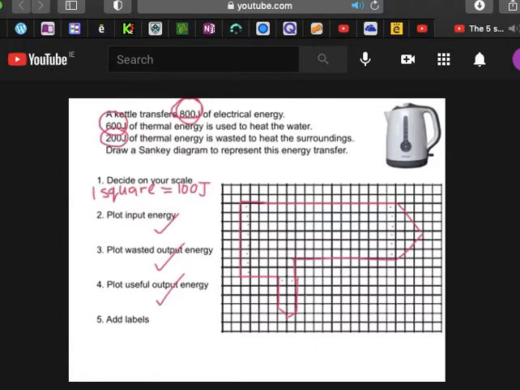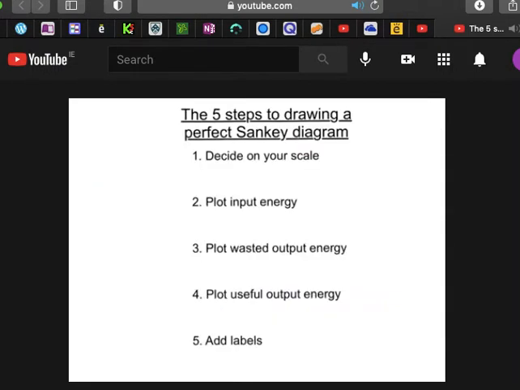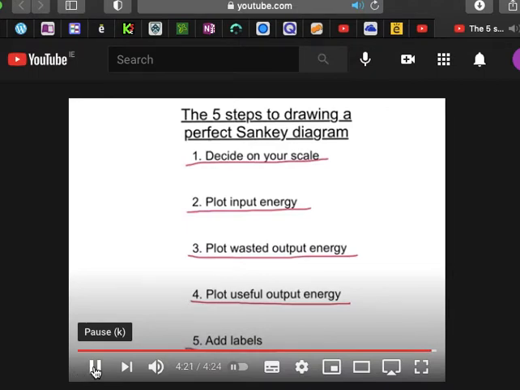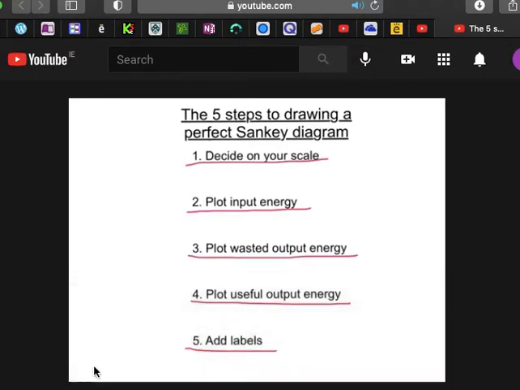Final thing that we need to do is add some labels to it. And there we have it, there are labels. So let's have a quick summary. The 5 steps to drawing the perfect Sankey diagram. First of all, decide on your scales. Secondly, plot the input energy. Thirdly, plot the wasted output energy. Then plot the useful output energy. And finally, add the labels. I hope you found this video useful, and don't forget to leave a comment to tell me what you think.